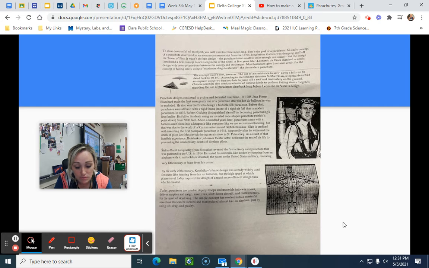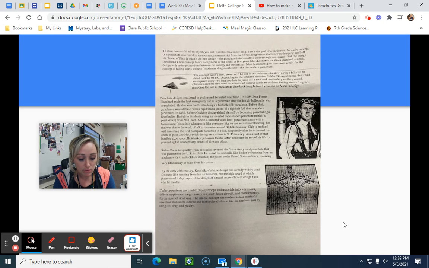Chinese acrobats also used parachutes of various kinds to perform falling stunts. Legends regarding the use of these parachutes date back to long before Leonardo da Vinci made his design. Parachute designs continue to evolve and be tested over time. In 1785, Jean-Pierre Blanchard made the first emergency use of a parachute after a hot air balloon he was in exploded. He was also the first to design a foldable silk parachute. Before that, parachutes were built with a rigid frame, more of a rigid airfoil than a modern parachute.